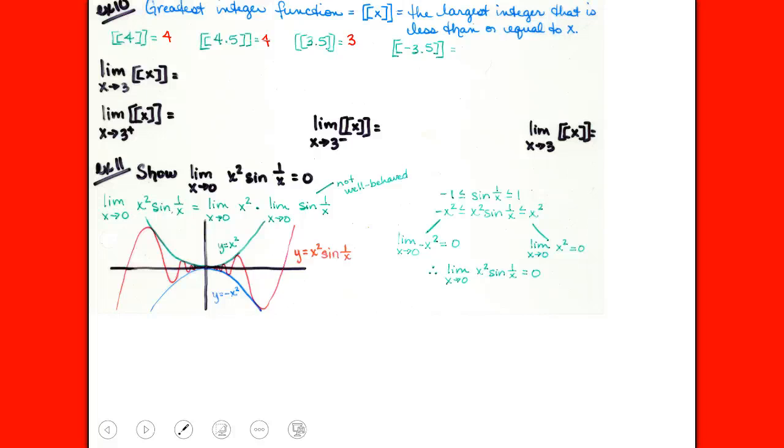What about negative 3.5? Negative 4, right. We have a tendency to want to say negative 3 on that one. But if you think about it, the whole number that's less than or equal to negative 3.5, negative 3 is bigger than it. I'd have to go to negative 4, right?